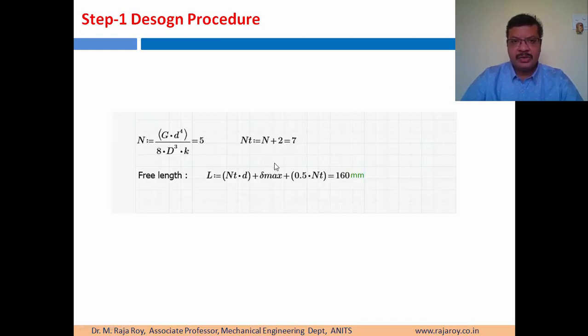From the total turns we can get the free length. Free length equals solid length plus maximum deflection plus some clearance. Solid length equals total number of turns into wire diameter. This is the maximum deflection. Then this is some clearance. The sum of these three is the total free length that we are getting as 160 mm. In this way we can design the spring. This is the design procedure.